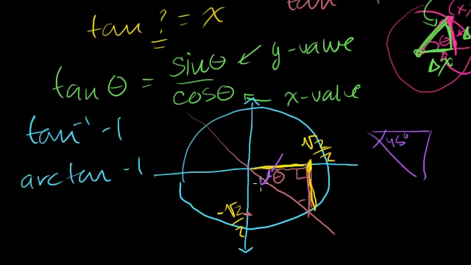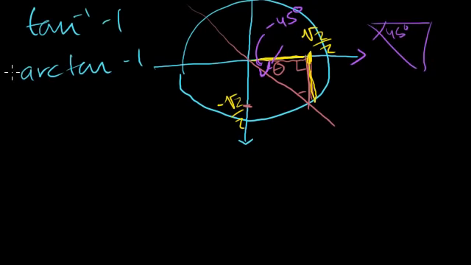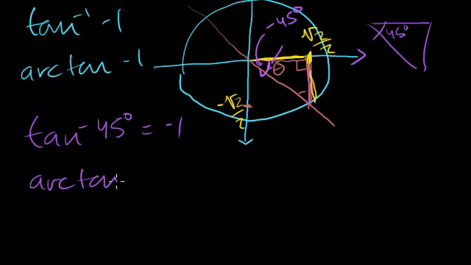But since we're going clockwise below the x-axis, we'll call this a minus 45 degree angle. So the tangent of minus 45 degrees, if I'm in degrees, and that tends to be how I think, equals this negative value, minus square root of 2 over 2 over square root of 2 over 2, which is equal to minus 1. Or I could write the arctangent of minus 1 is equal to minus 45 degrees.